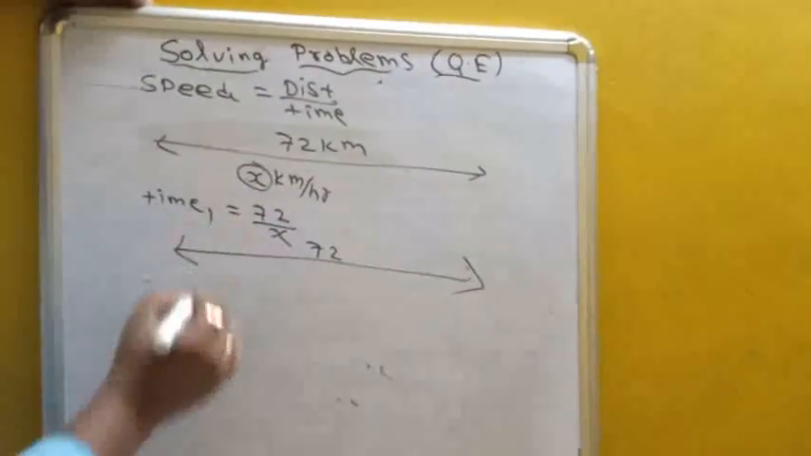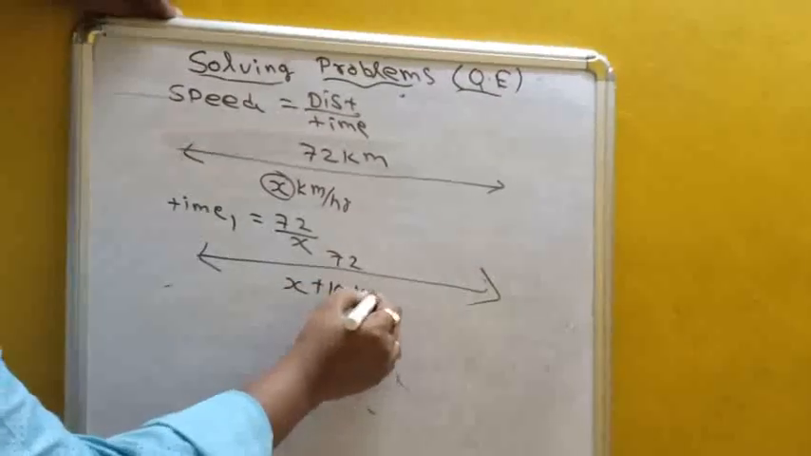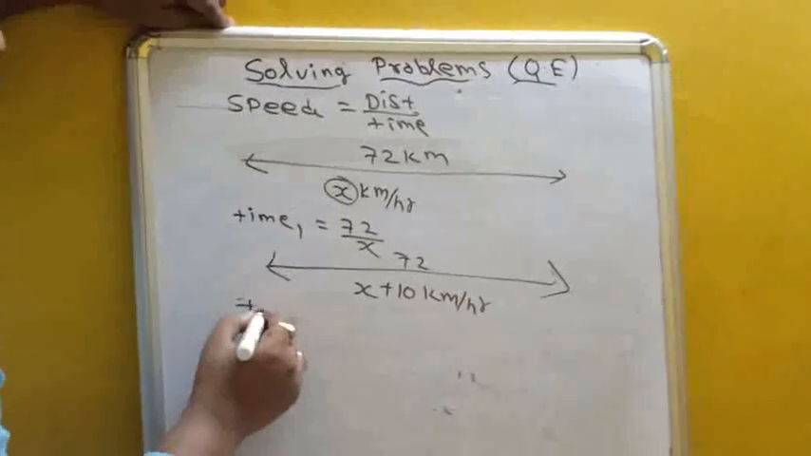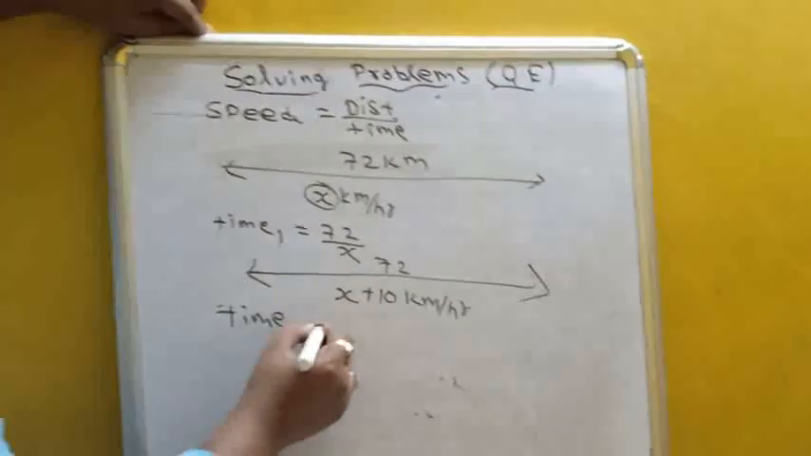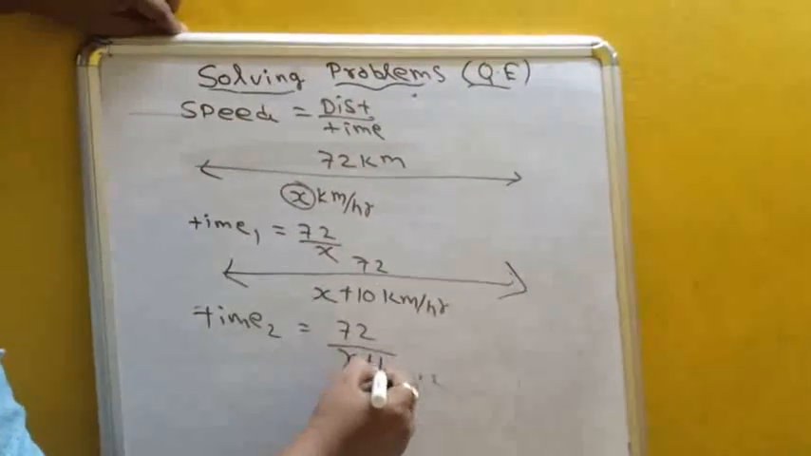Speed means speed equals how much he has taken? 10 kilometer per hour more. So time equals how much? Here time 2 equals 72 divided by x plus 10.